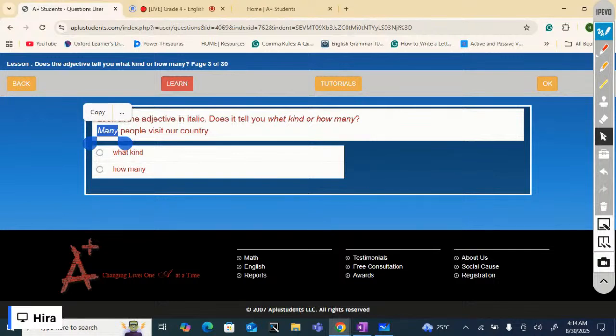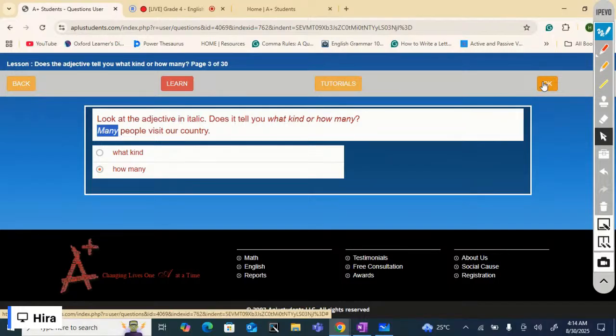Well, it tells you, yes, how many. How many people visit our country? Many. So it answers the question how many. Many is an adjective which tells about a noun, people. How many people? Many.